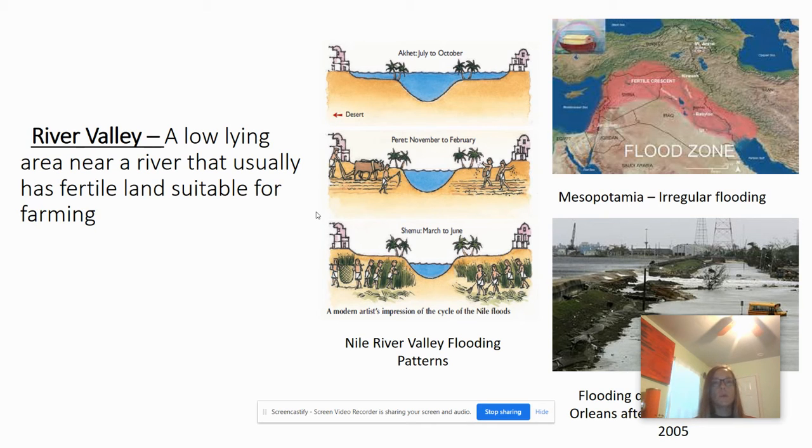So to begin with, a river valley is a geographic area that is in a low-lying area near a river that usually has fertile land that is suitable for farming. And so throughout the world, these river valleys typically are fertile because of possibly regular flooding. So here in this image, you guys can see the regular flooding of the Nile River in Egypt. Or it could be because the end of the river is at a delta. And so the river carries all of the silt and the water and everything to the end of the river and deposits this fertile soil and then makes the land suitable for growing.